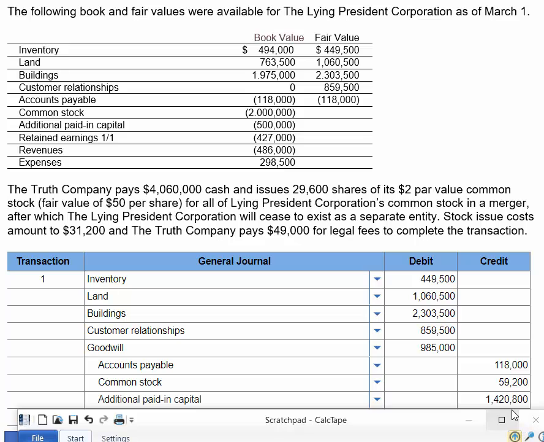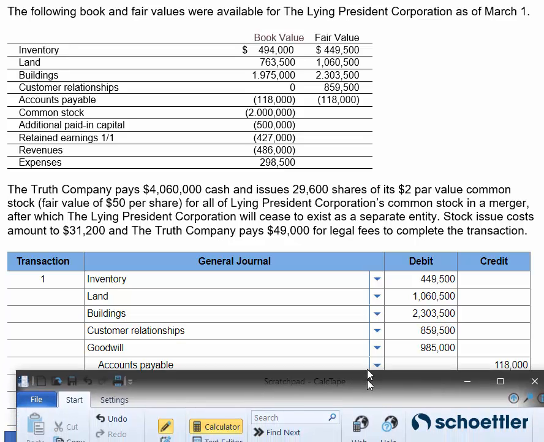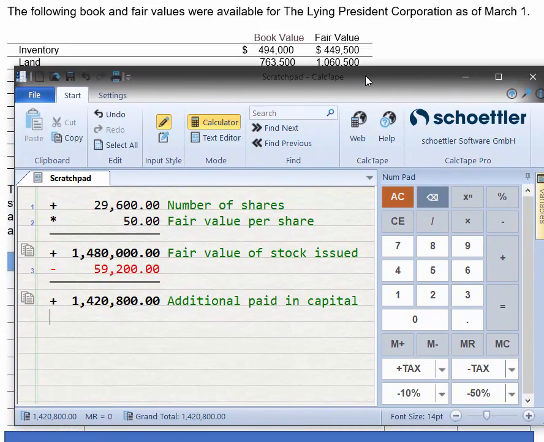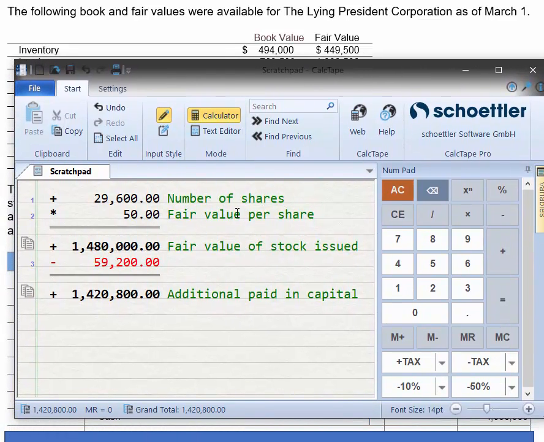Okay, now let me show you the math involved with that additional paid-in capital. I'm just using this little calculator that I use because it lets me add some nice commentary to the side. So there's the logic, right? 29,600 shares times $50 was the fair value price. So we know the fair value of the stock issued in this transaction was $1,480,000. And then we subtract out the par value of common stock that we already recorded. And so the difference is the $1,420,800 of additional paid-in capital. Okay?